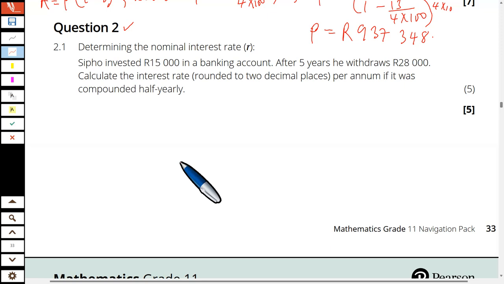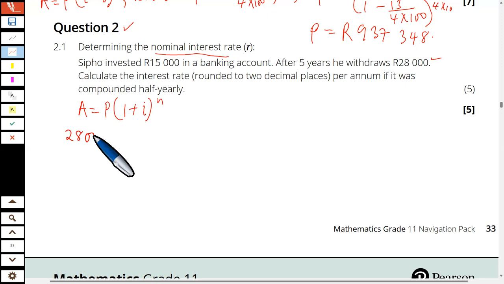Right. So at this point, we need to find the nominal interest rate. How do we find the nominal interest rate in this situation? A equals P into 1 plus i to the power n. Sipho invested 15,000 into a banking account. After 5 years, he withdraws this. So after 5 years, the money had reached a future value of 28,000 with the initial investment of 15,000 into 1 plus i to the power n.